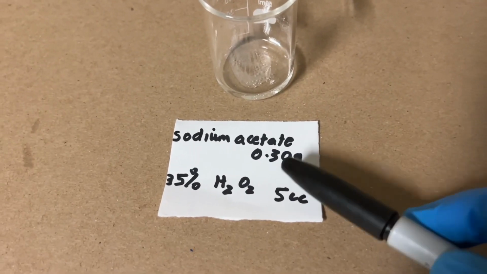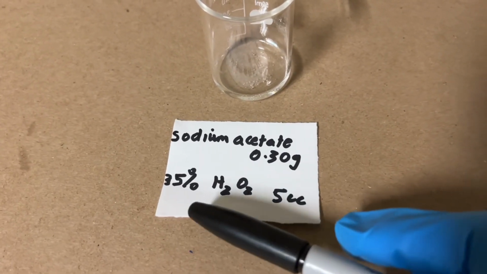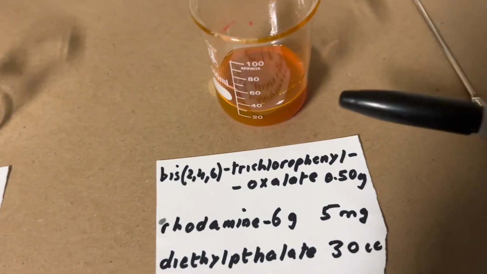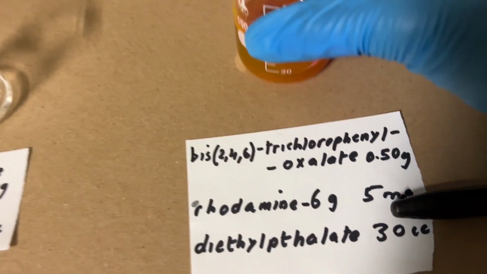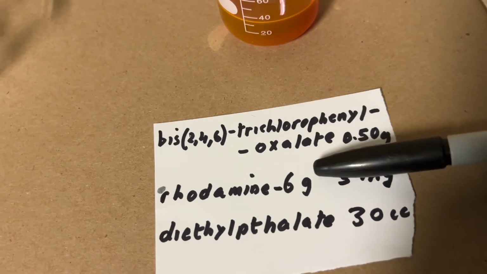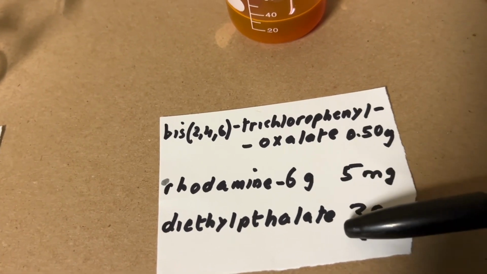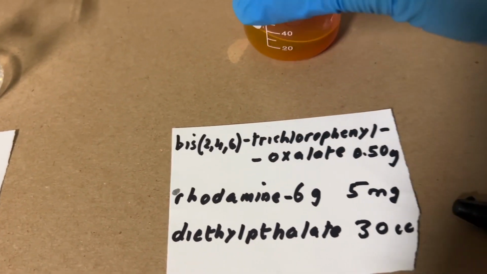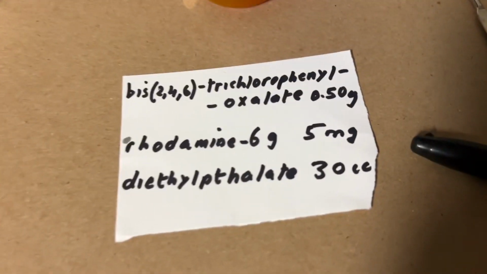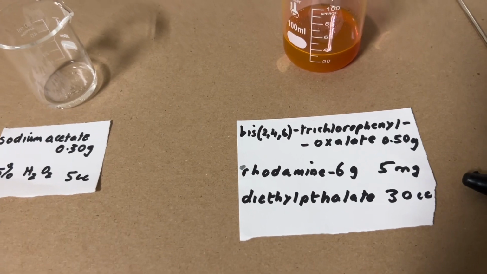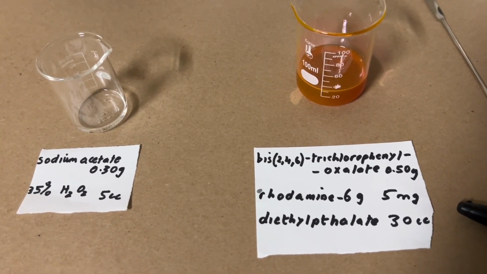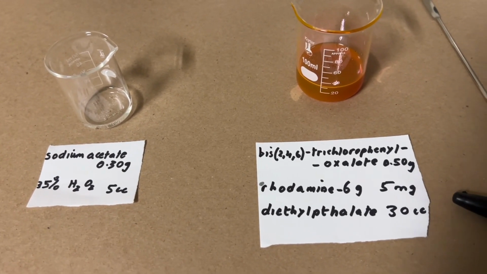So I take the sodium acetate, dissolve it in hydrogen peroxide 35%, and then all of these things are mixed already. I pre-mixed them in this beaker here. So your diphenyl oxalate, your rhodamine, and your solvent mixed together. It doesn't really matter how much solvent you used. This is just a random number that I'm using for this experiment. So what I'm going to do now is turn the lights down and show you what happens when I mix these two together.